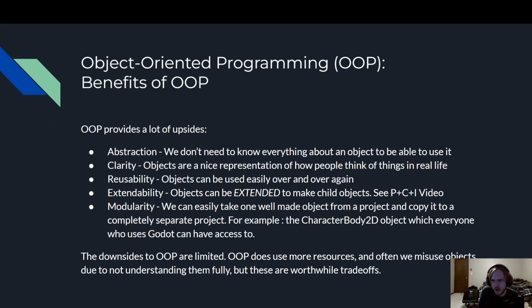So, object-oriented programming provides a lot of upsides. We have abstraction, which is, in the car example, we don't need to know how the gas pedal works in order to use it. That is abstraction. You don't need to know everything about an object to be able to use it.